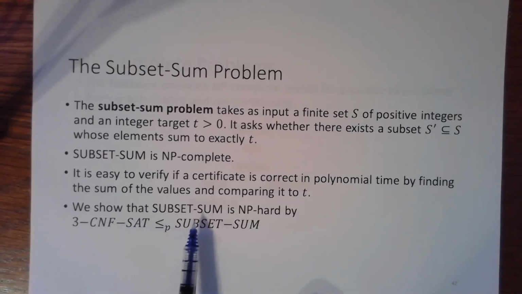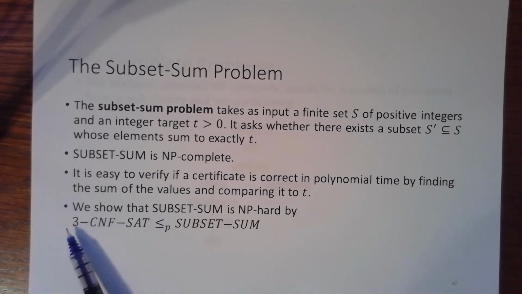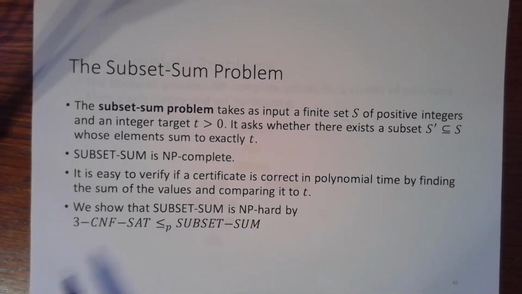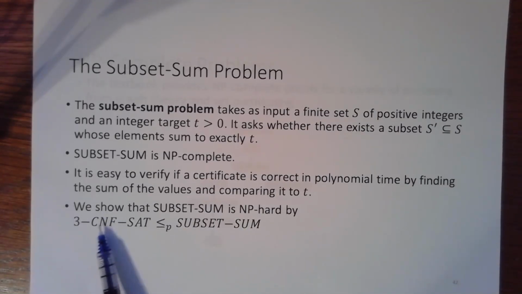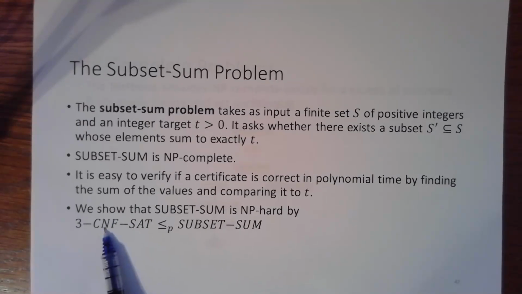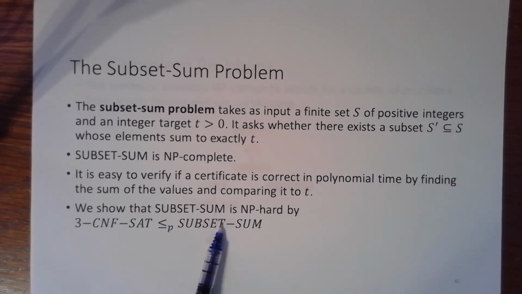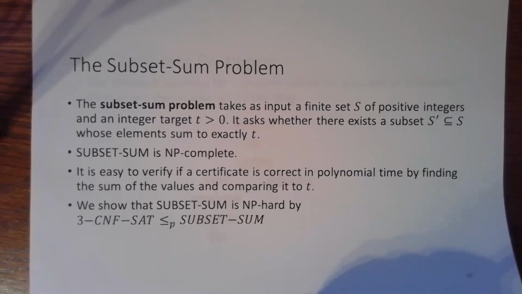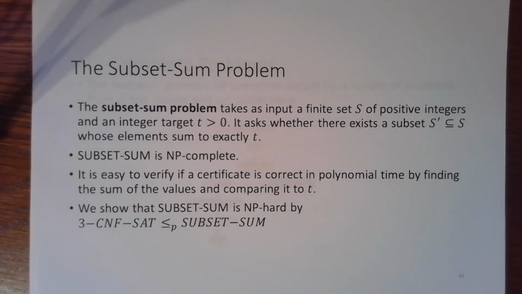Next, we have to show that subset sum is NP hard. That's a little bit trickier, so we have to choose a known NP complete problem. We're going to choose 3CNF SAT and get a polynomial reduction to the problem in question, subset sum, and show that we have a way of mapping an instance of 3CNF SAT, turning it into a subset sum problem, where this will be satisfiable if and only if there is a subset of the set that we make that sums up to our target.